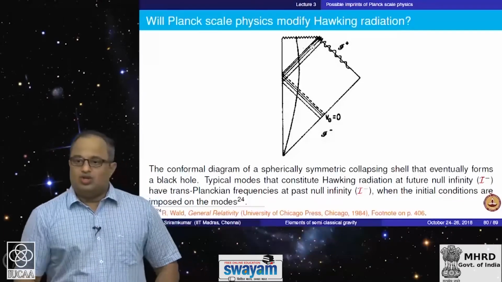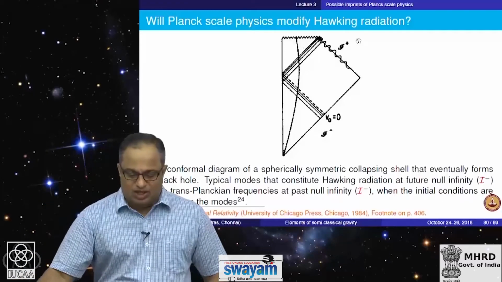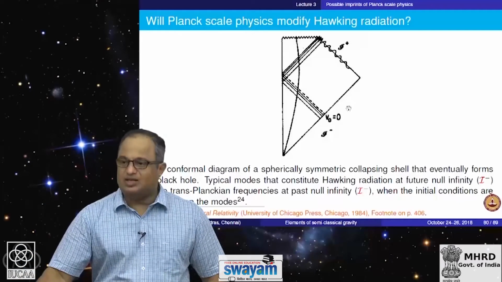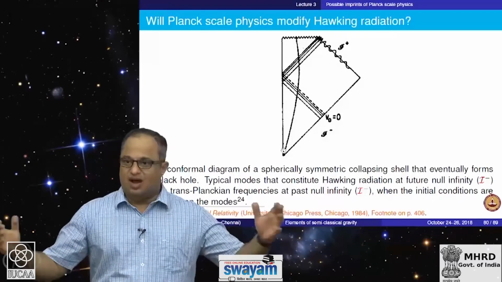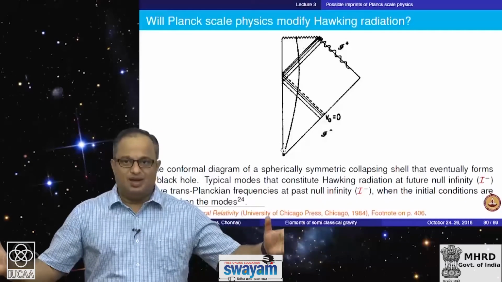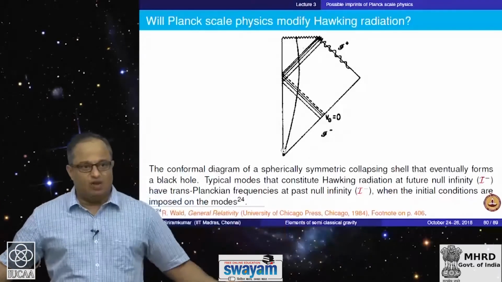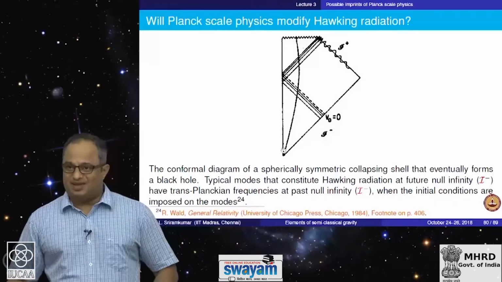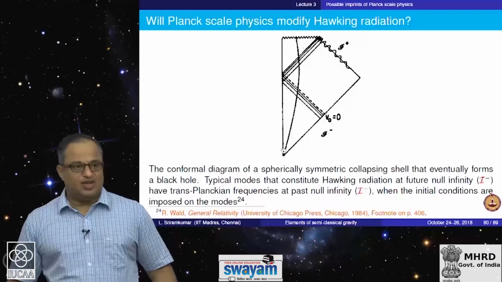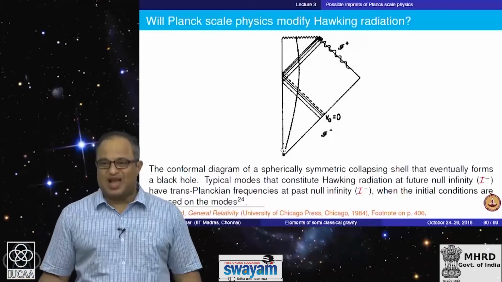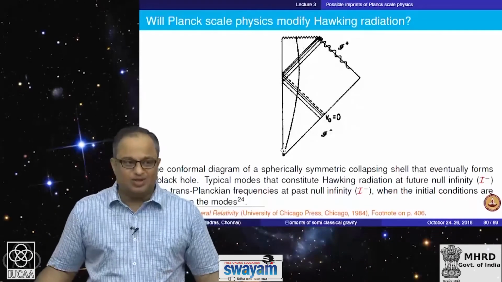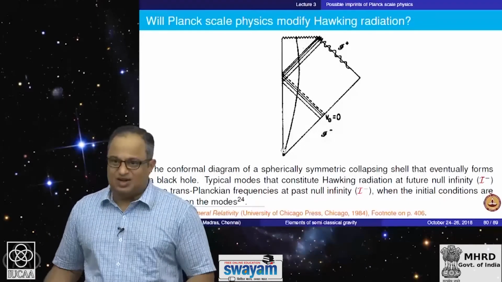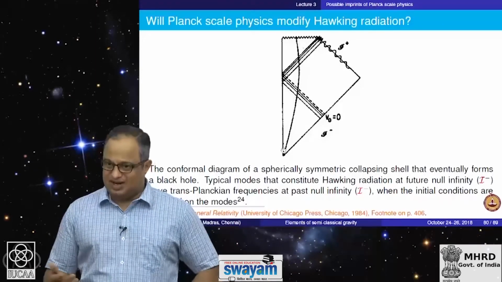And what do you do? You impose the initial conditions on the modes at very early times here. Remember, the shell is large, okay, and therefore, the gravitational field outside is weak, and therefore, it is like the Minkowski vacuum. It is very similar to the fact that when we are carrying out LHC experiments, we work with the Minkowski vacuum, though there is a gravitational field present, because the gravitational field is rather weak.